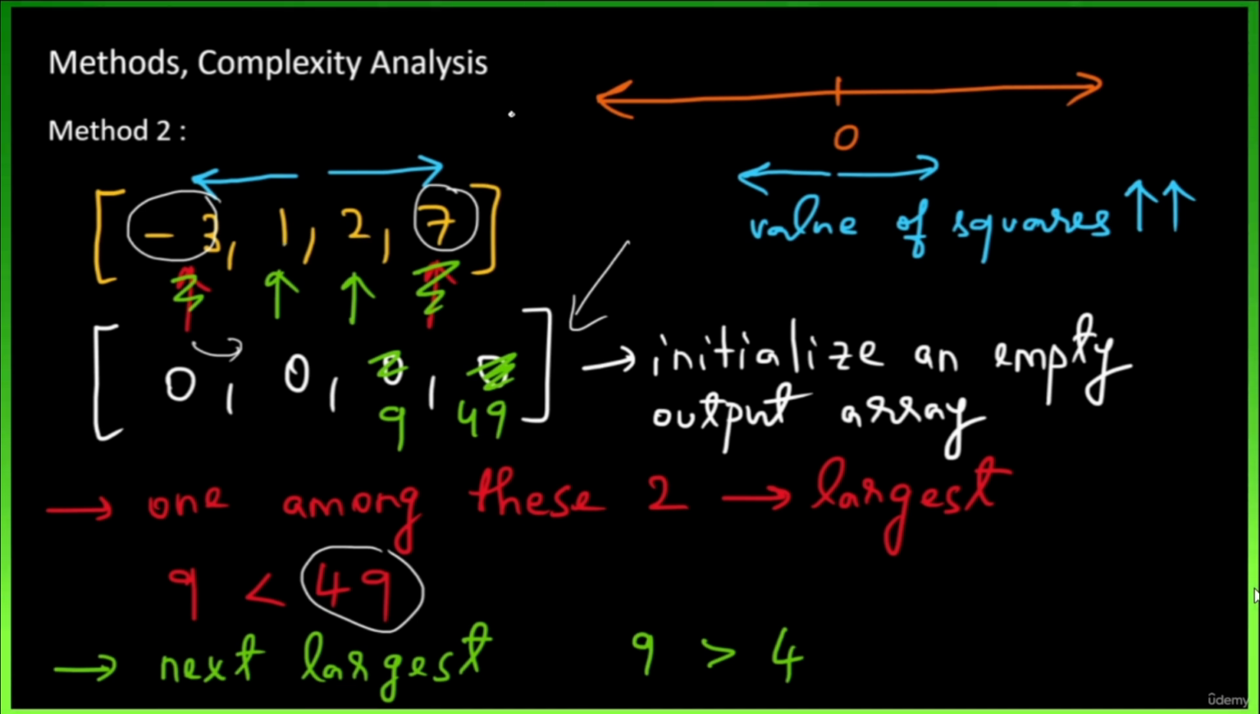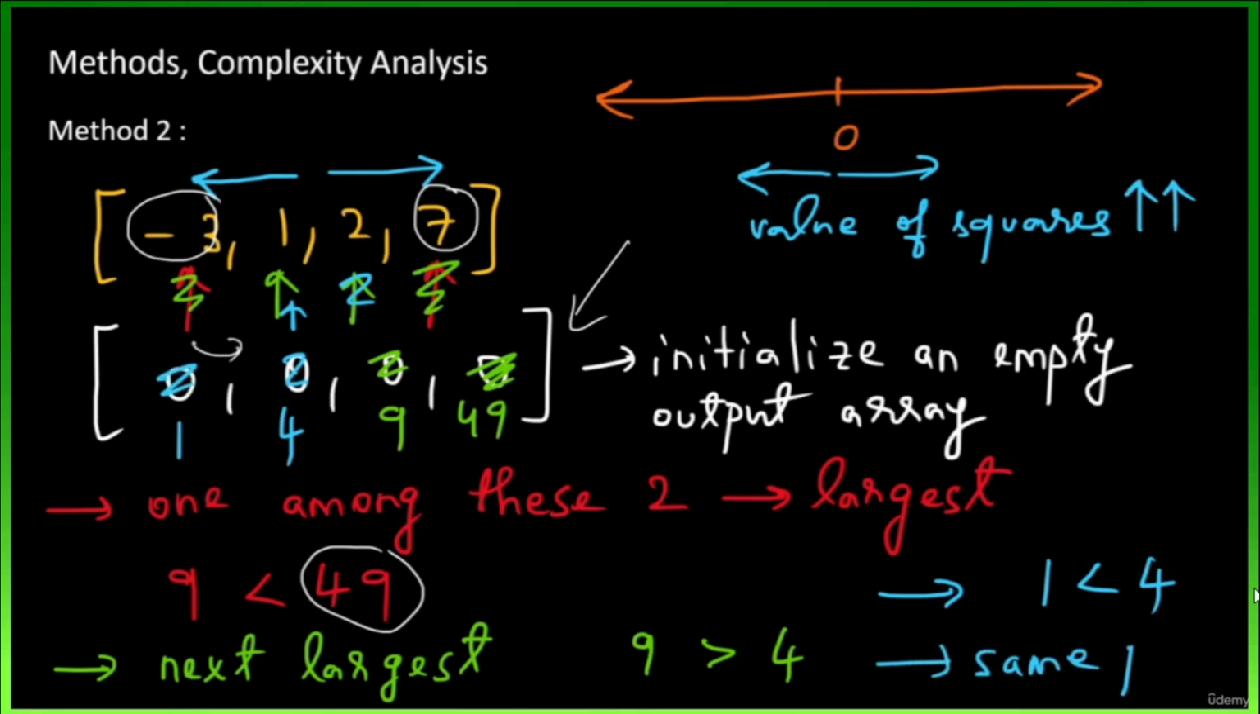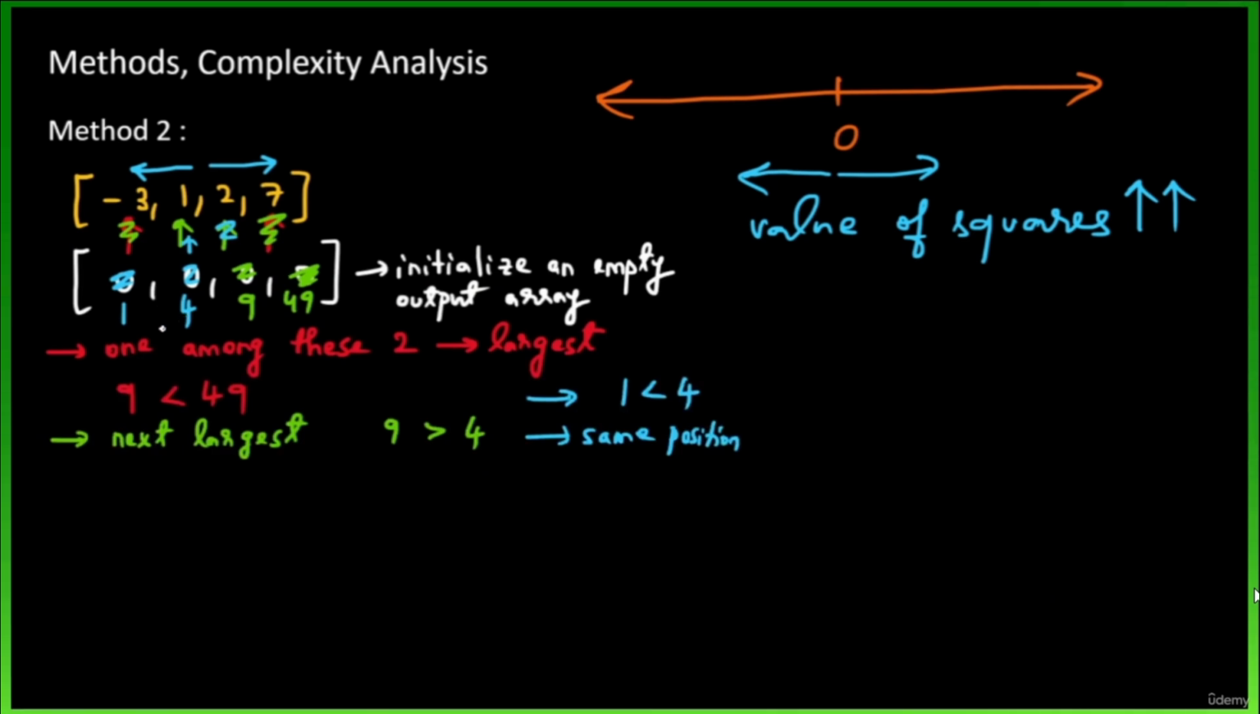Now again, the next largest has to be one among the squares of these two. So again, when we square, we get 1 and 4. 1 is less than 4. So we fill 4 over here, which is at the next position in the new array which we are creating. And we are just left with 1. And the two pointers at this point are at the same value, and we fill that over here, which is 1, right? Now we can see that we have got the array and it is sorted. We got 1, 4, 9, 49.